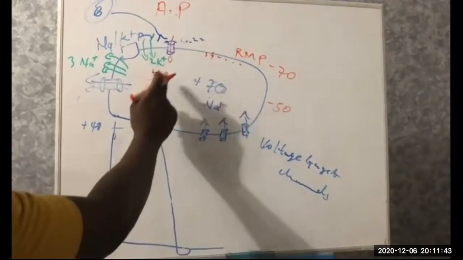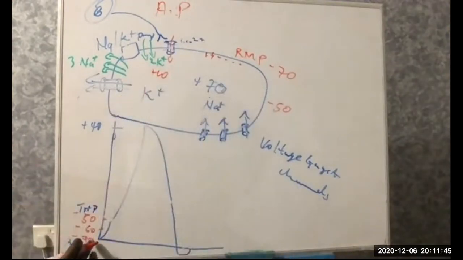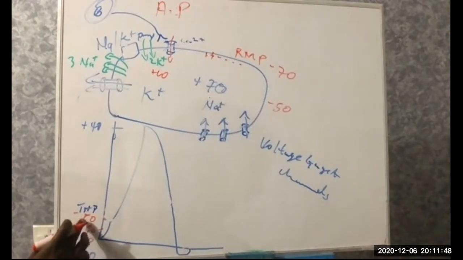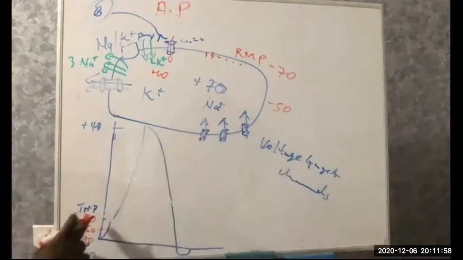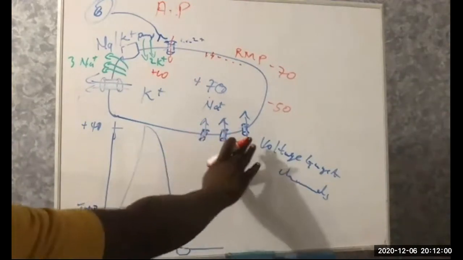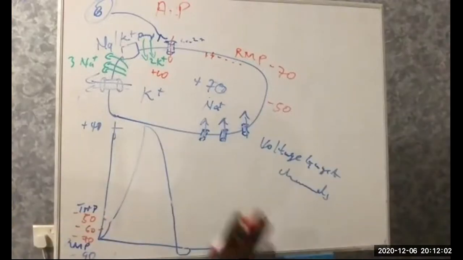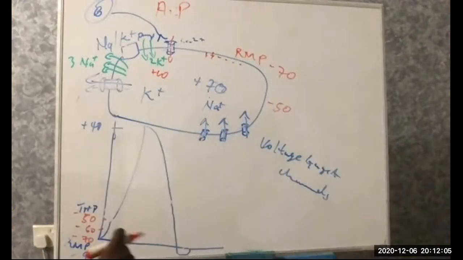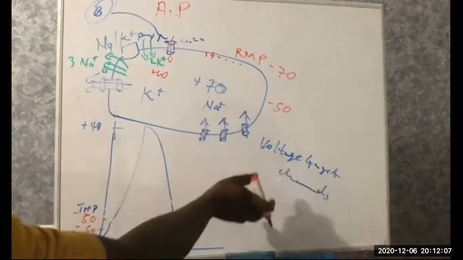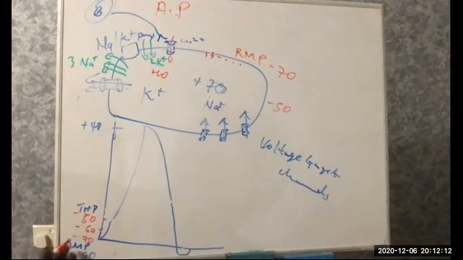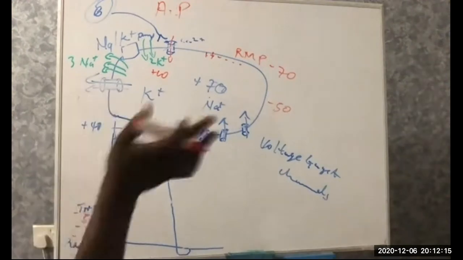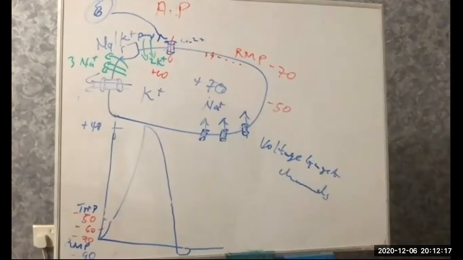I said, assuming only plus 10 had come in, we would have moved to minus 60. We would not have gotten to minus 50, which is the threshold potential. We need to get to minus 50 in order to allow these voltage-gated channels to open. But once we don't get there, these voltage-gated channels will keep on closing. Ideally, in the initial form, they were closed. But once we get to minus 50, they open to allow more sodium to come in. But if we don't get to minus 50 and we're still around minus 70, minus 60, they will not open. Okay? So what happens?